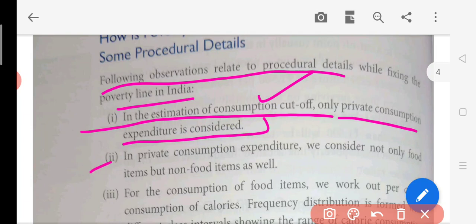Then second, in private consumption expenditure, we consider not only food items but non-food items as well. Means while estimating this poverty line, they'll be looking at the expenditure pattern spent both on food articles, like how much was spent on food, and non-food items also, which can be anything, like maybe a packet of biscuits, or a plastic mug which is non-eatable, or maybe some kind of chair. So it is discussed on the basis of both food and non-food items.